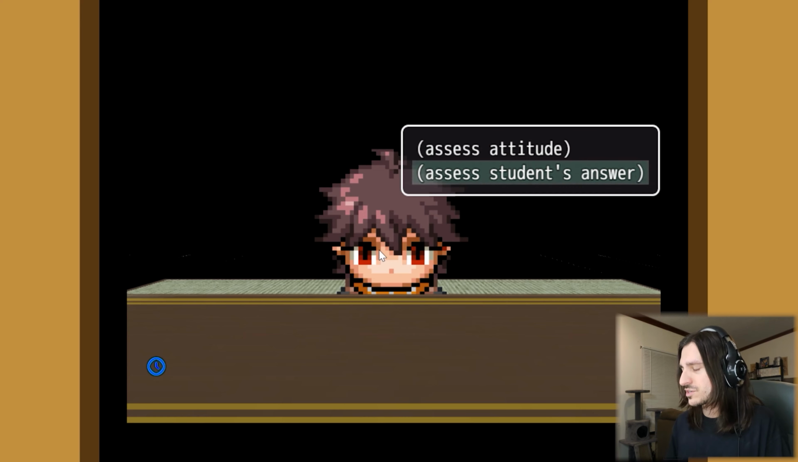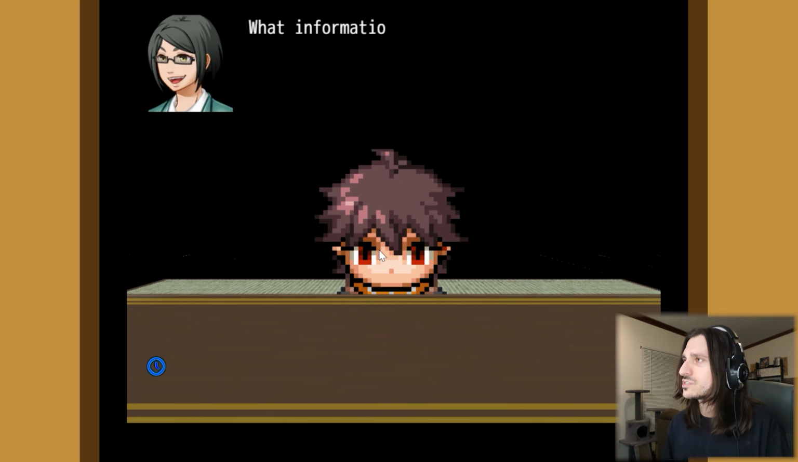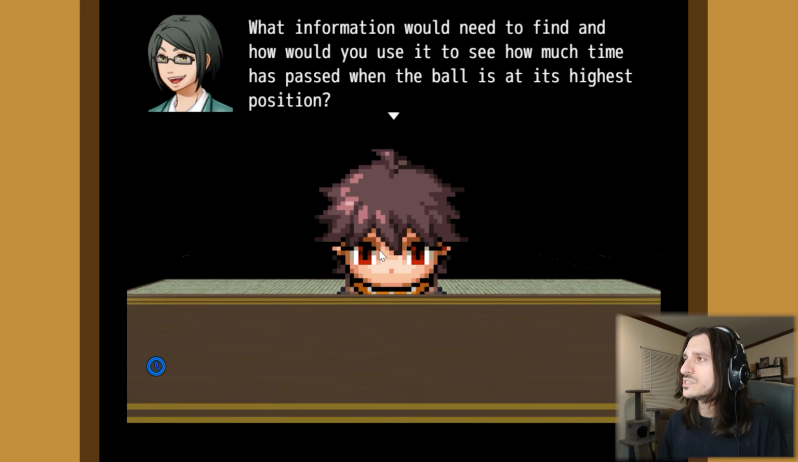Assess student's answer. Let's do okay. This is the meat of it. This is the meat of the game. Try diagnosing the problem. Clarify the question. Let's try that. Because you might know what it is, and maybe I just didn't ask it right. What information would we need to find, and how much... Gosh, I don't know why I can't speak and read at the same time.